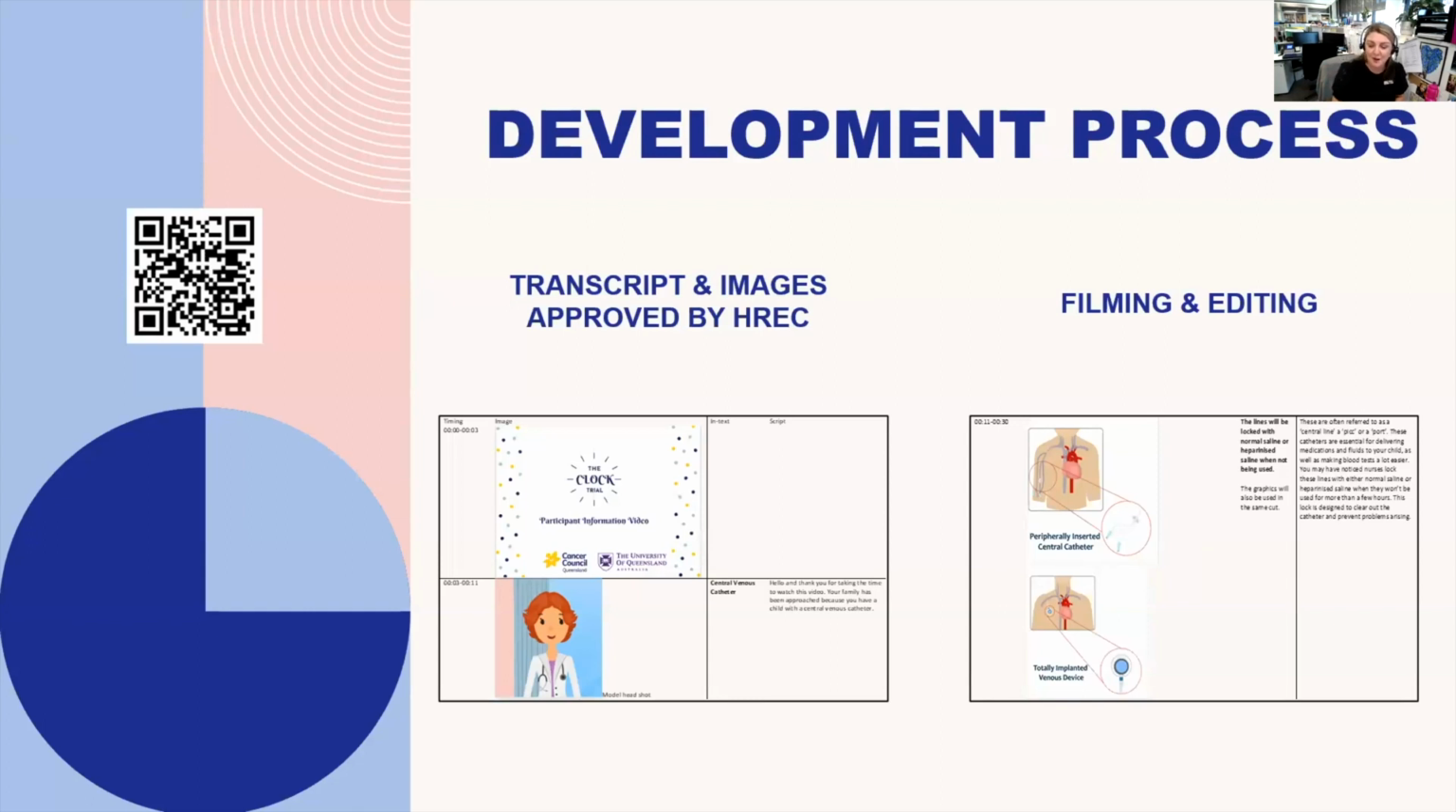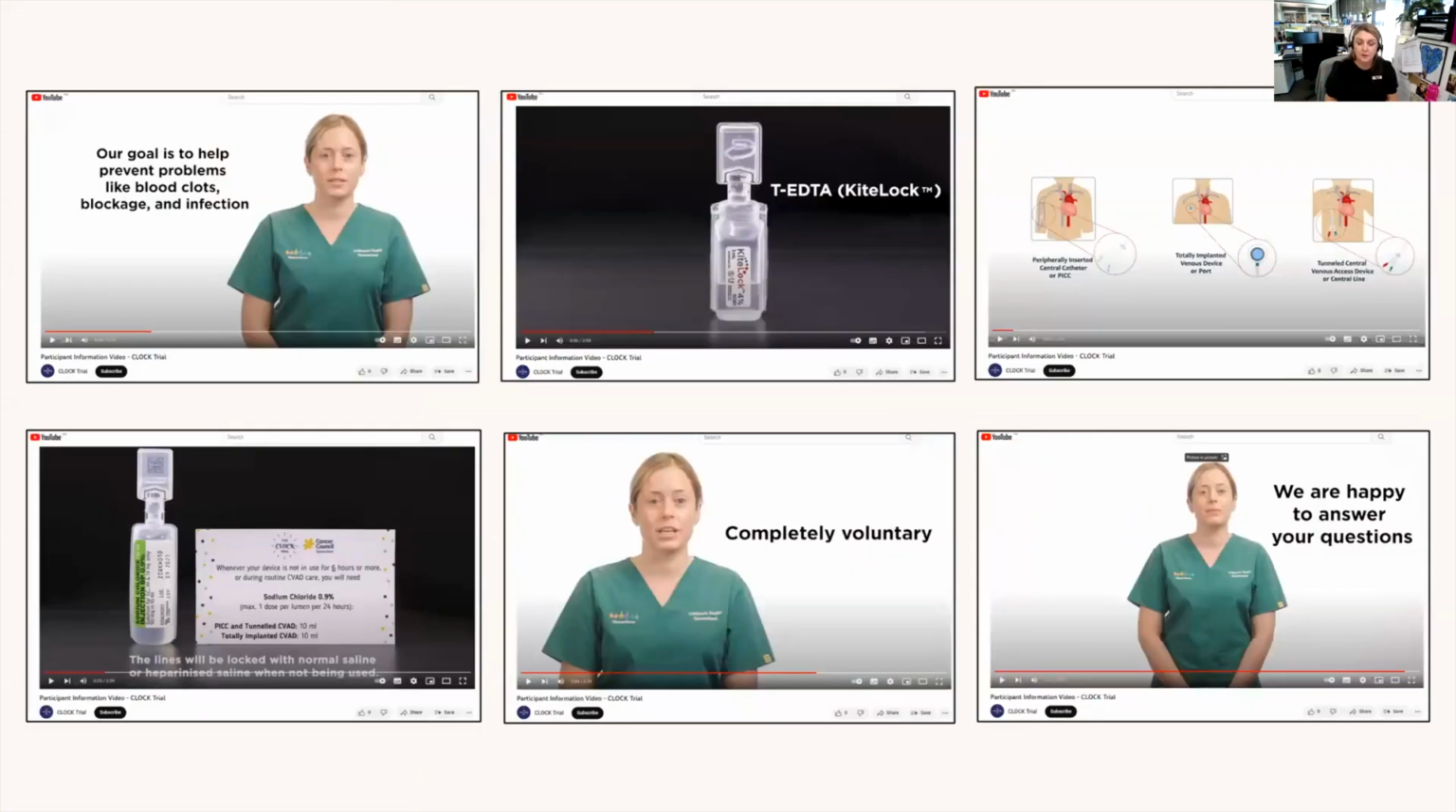The process involved writing a script and aligning the text with proposed images to accompany the dialogue and music. The transcript was then approved by our HREC, and filming and editing were provided by our university partner. The result is a 3-minute video clip that covers aspects of the trial with voice, simple text, photos, and diagrams.